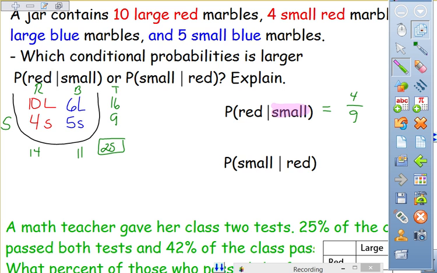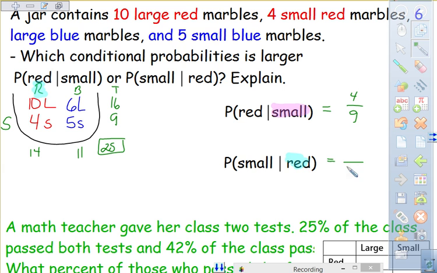The second example, we want to assume that we are picking a red marble. So out of all the reds, so that means we have a total of 14. What is the probability we're going to get a small? So it looks like out of the reds we have 4 small, which reduces to 2 out of 7.